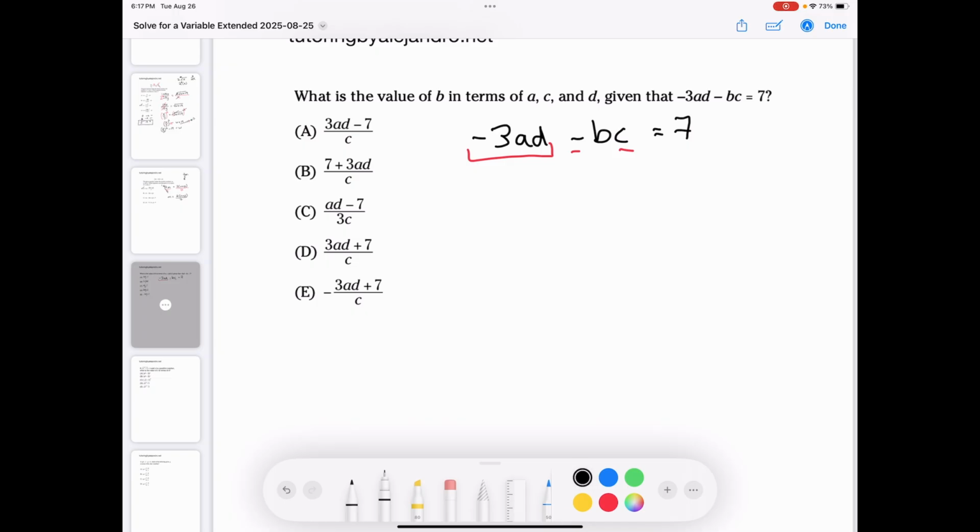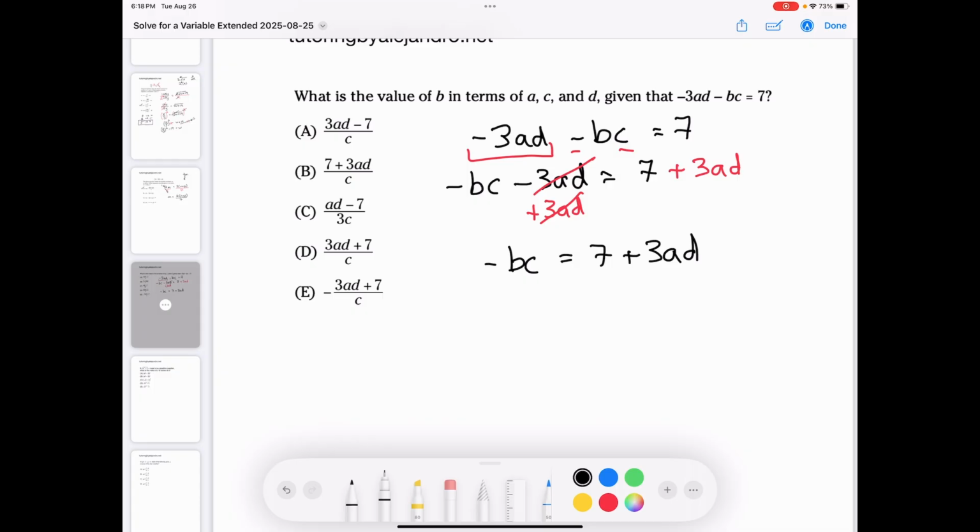And what is it doing? It's subtracting, right? Because if I rewrite this as minus bc minus 3ad equals 7, you can clearly see it is subtracting. Applying the opposite means I have to add 3ad on both sides of the equation, right? That means these two cancel out, and I am left with negative bc equals 7 plus 3ad.